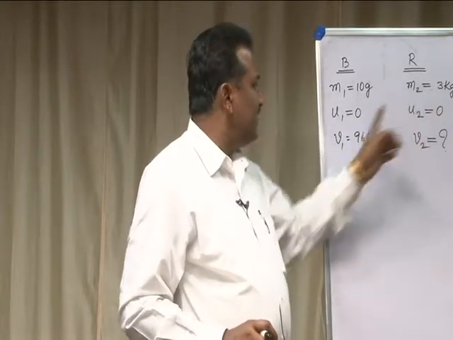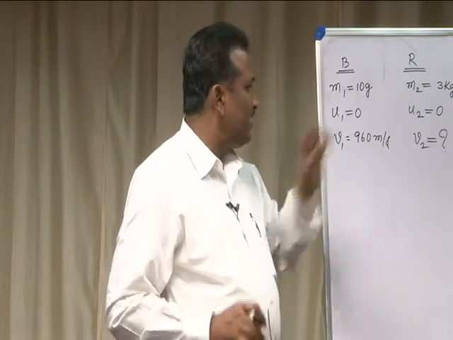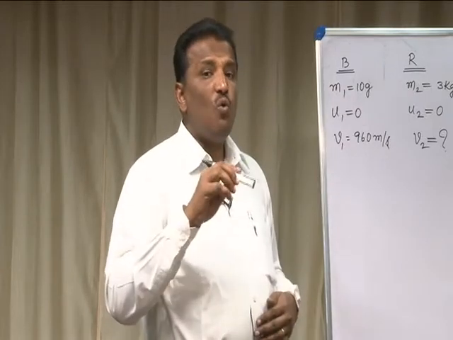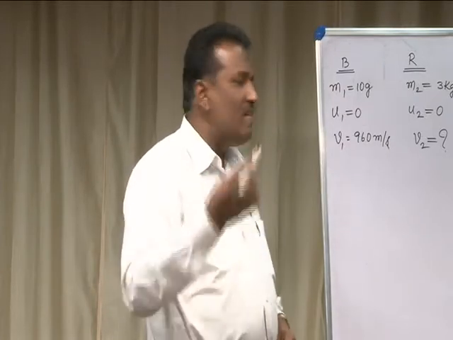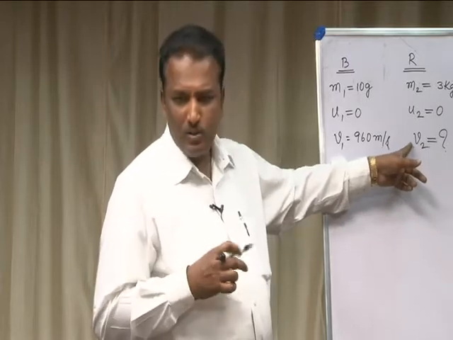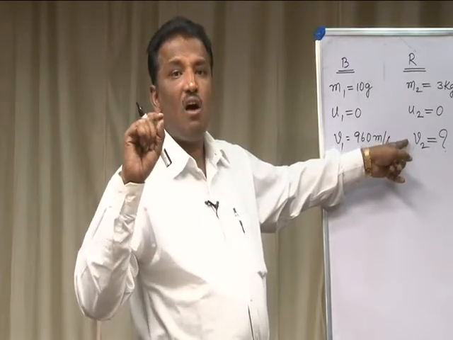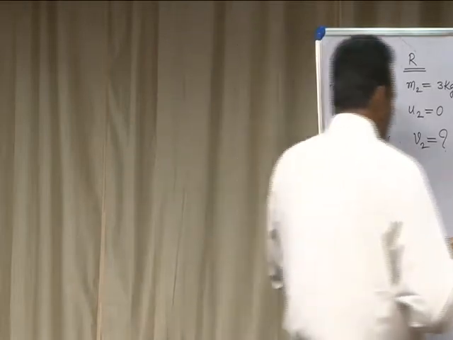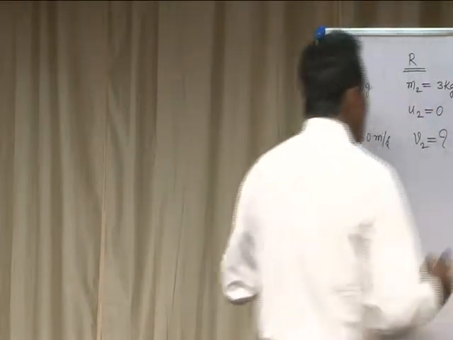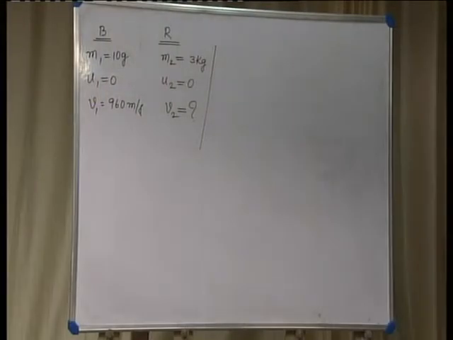When it fires, it moves with a tremendous velocity of 960 meter per second. Now, with what velocity does the rifle move in the opposite direction? That is called the recoil velocity of the rifle. You can solve this problem by using the law of conservation of momentum.